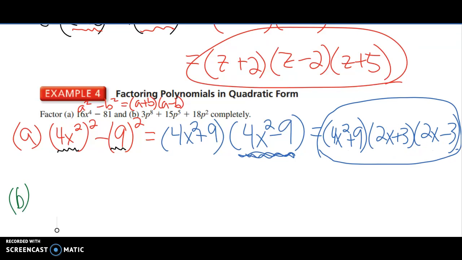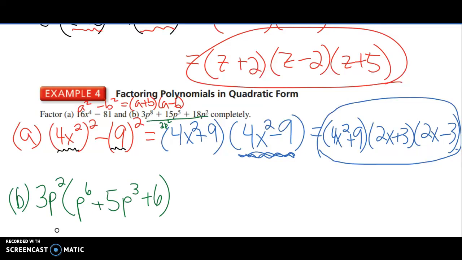For part B, I'm looking at this and I see 3 terms and I see a lot of variables and high exponents. Is there a GCF that I can take out? So I can see my GCF is going to be 3p squared. And once I take that out, divide everything in this polynomial by 3p squared. So when I do that, I'm left with p to the 6th plus 5p to the 3rd plus 6.